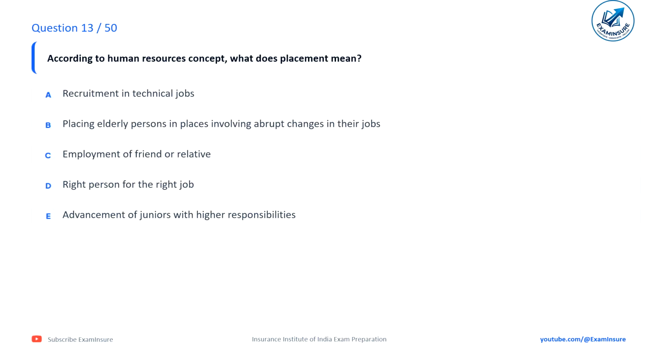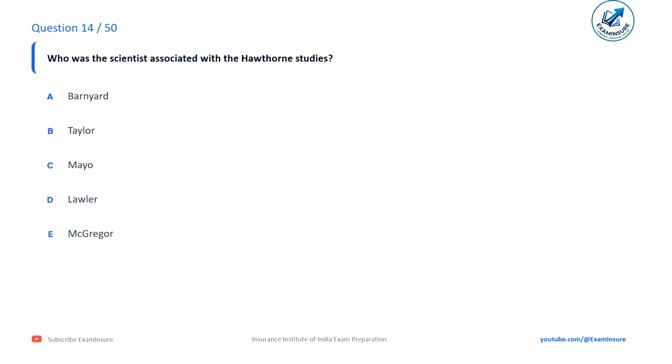According to the human resources concept, what does placement mean? Recruitment in technical jobs, placing elderly persons in places involving abrupt changes in their jobs, employment of friends and relatives, right person for the right job, and advancement of juniors with higher responsibilities. So here placement means the right person for the right job.